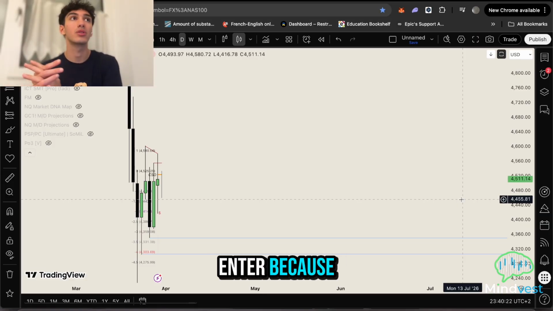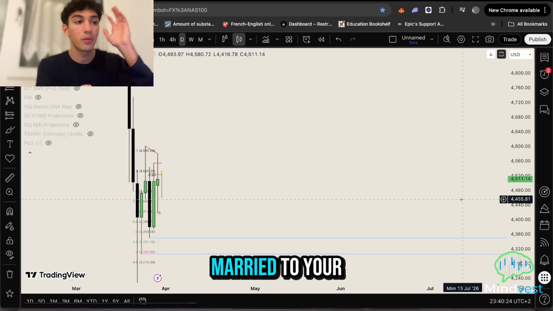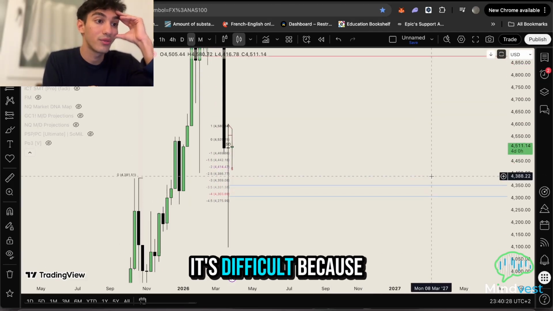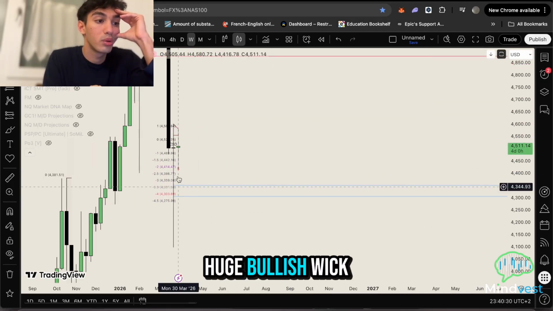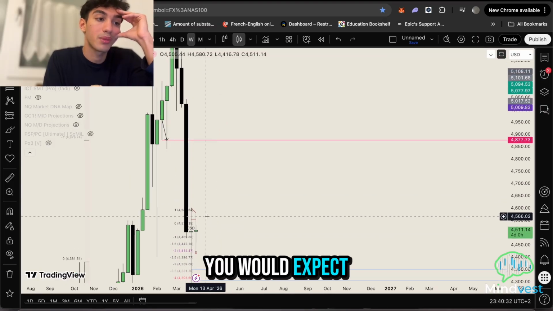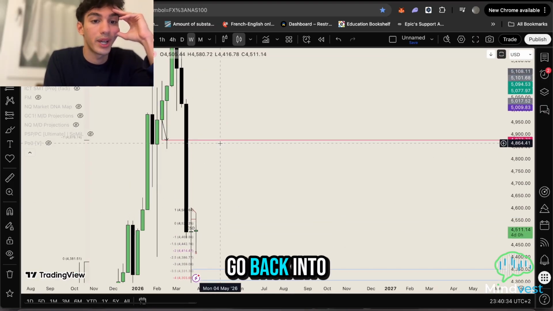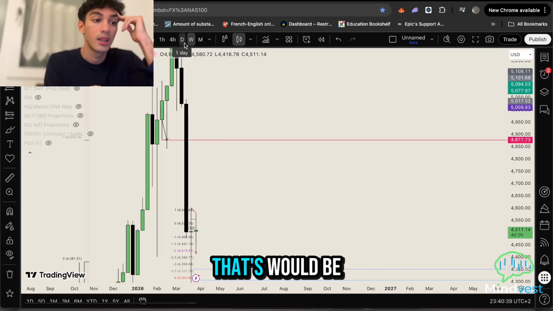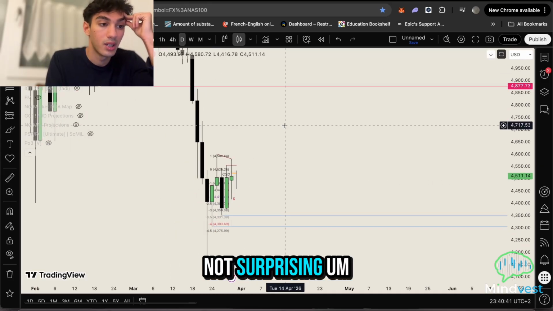You cannot just enter because you're still married to your previous bias, right? And if you look on the weekly time frame, you can tell it's difficult because we have this huge bullish wick, right? You would expect price to now really go back into this range, move up another $200, $300 on gold. Would not be surprising.